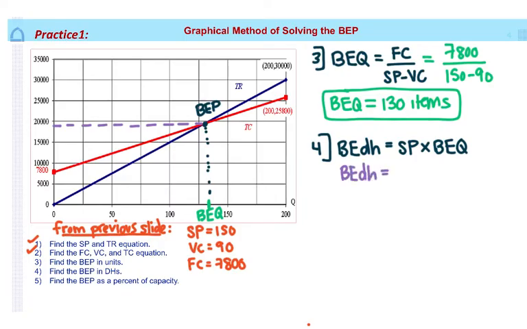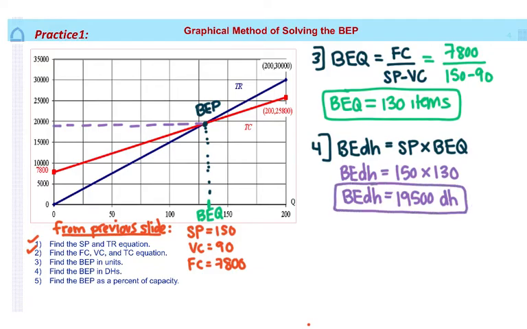The break-even amount in dirhams is the selling price of 150 times the break-even quantity we just found of 130 items, and we'll get a break-even amount in dirhams of 19,500 dirhams, which according to our graph, that looks about right. Looks like a little bit less than 20,000.